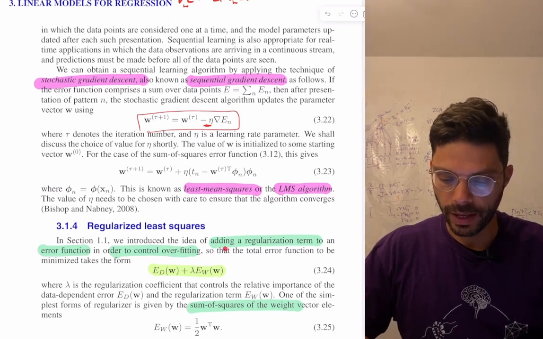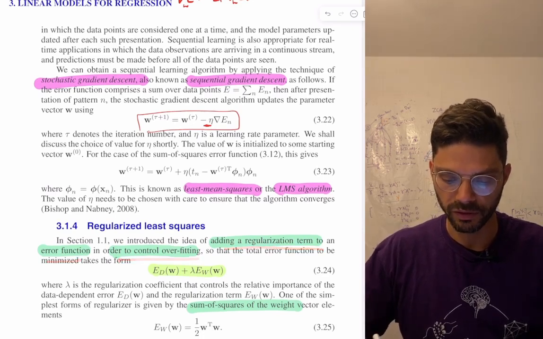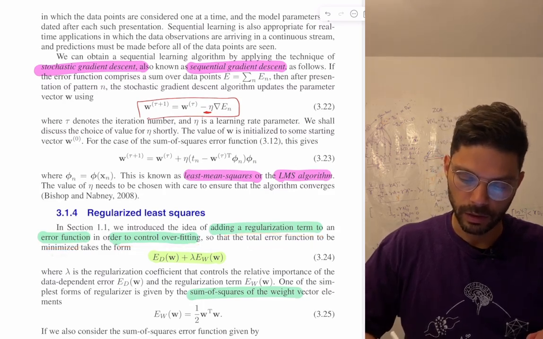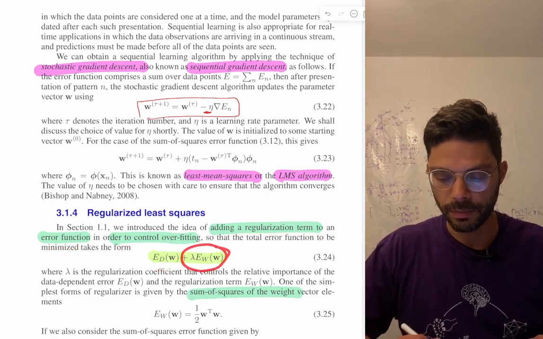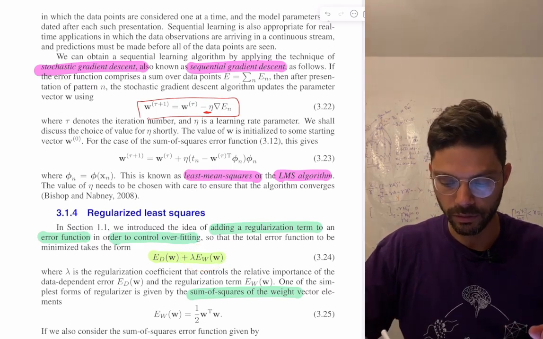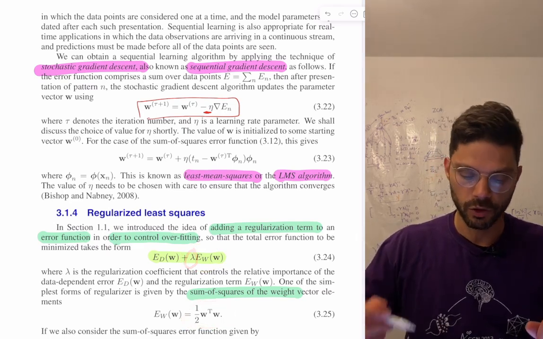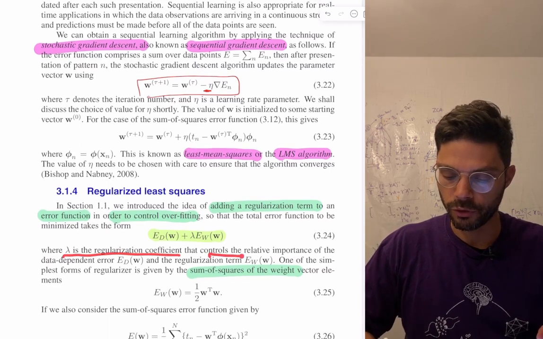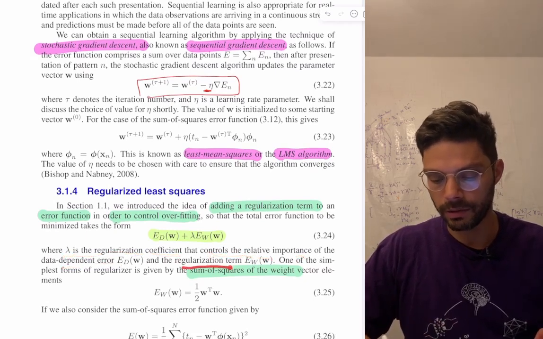We introduced the idea of adding a regularization term to an error function in order to control overfitting. The total error function to be minimized takes the form of the data-dependent error, plus some measure of the weights, E of W, with a penalization parameter. Lambda is the regularization coefficient that controls the relative importance of the data-dependent error and the regularization term E_W.